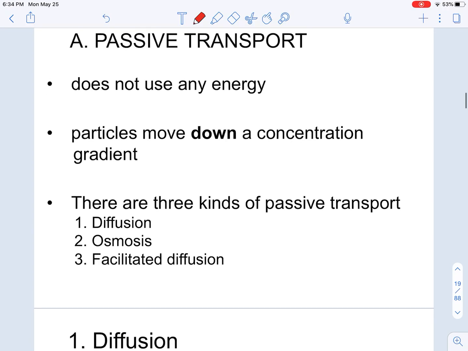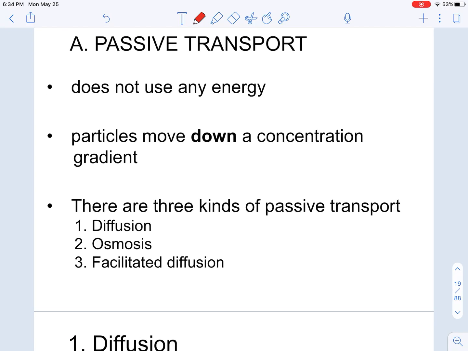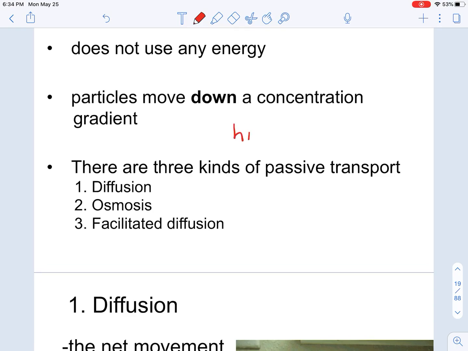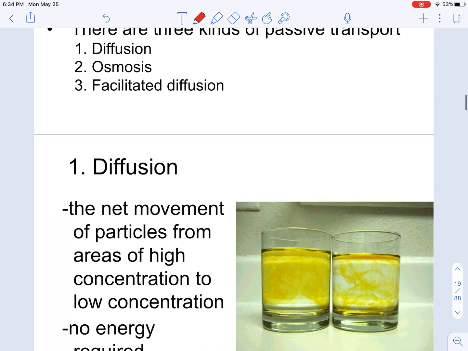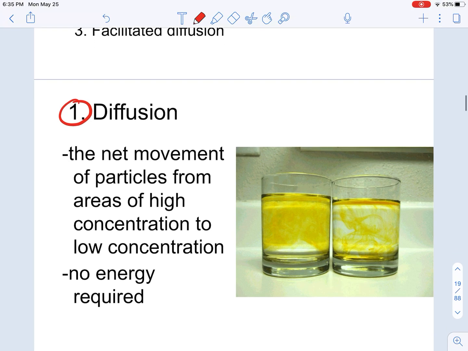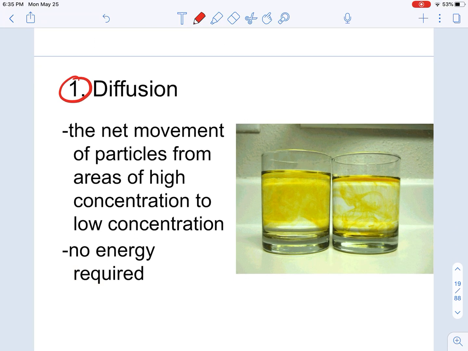And the first one is easy, passive transport. These are types that do not involve any ATP energy, and these are types where it will always go from high to low concentration, down the concentration gradient. So the first one is diffusion. You've heard that before for sure in grade 7 and 8.